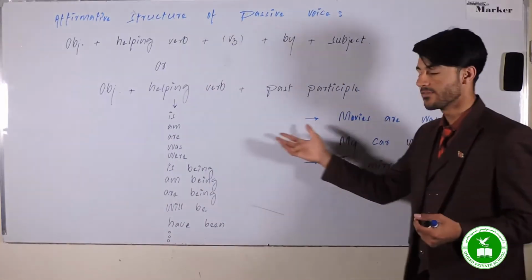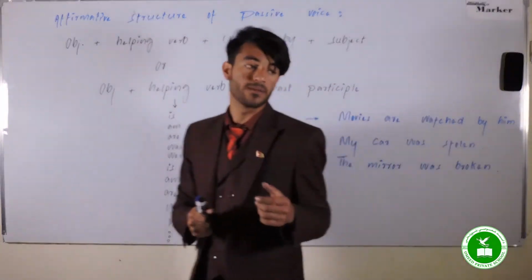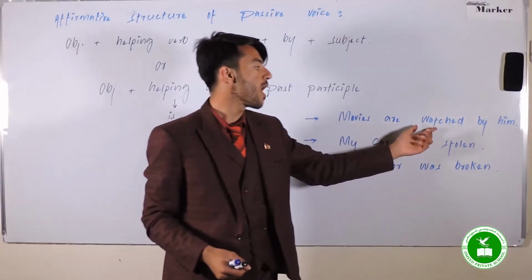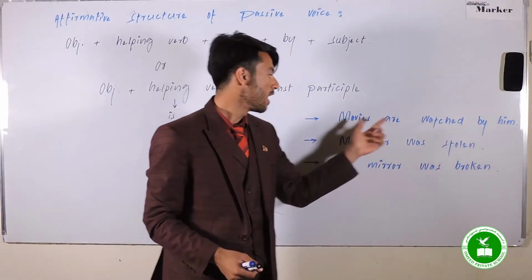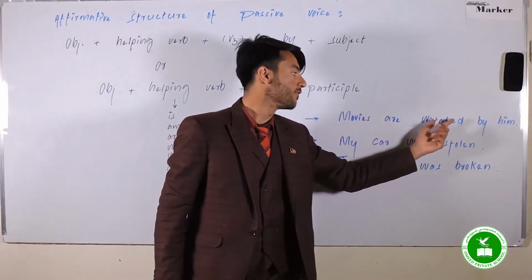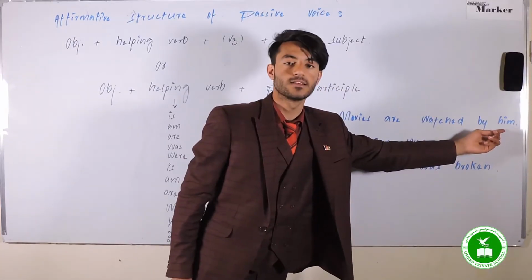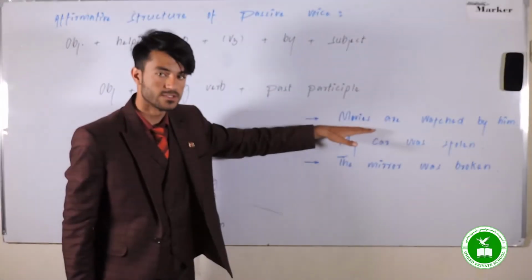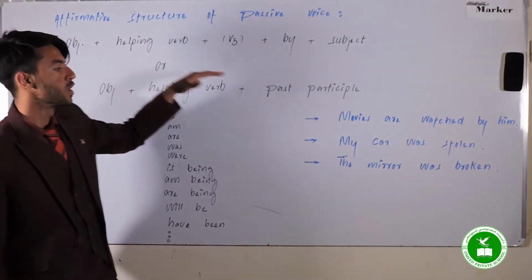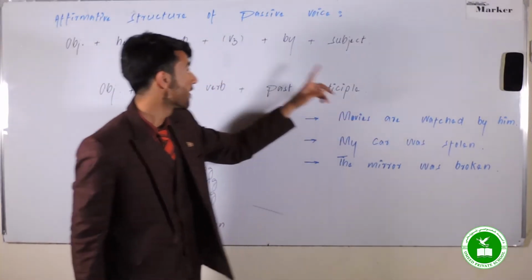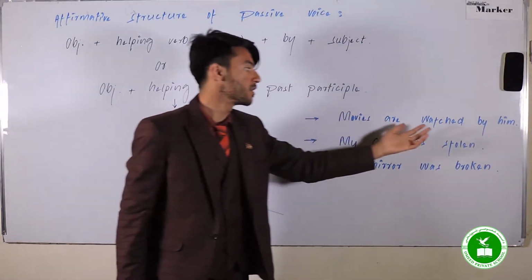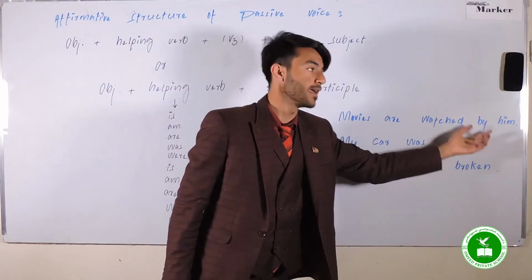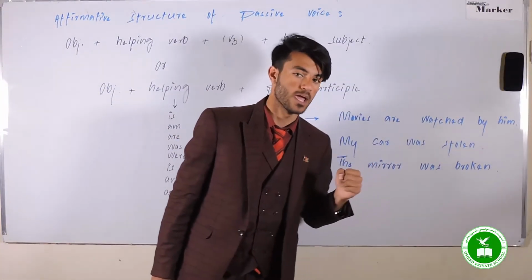Let's just have a look at some of the examples here. Number one, which is for the first structure, which has a subject with it. Movies are watched by him. Okay, object, helping verb, verb 3, by phrase, and subject. As we mentioned, look, object. What's the object here? Movies. After that, we have the helping verb. What's the helping verb? Are. After that, we have verb 3. What's the verb 3 here? Watched. After that, by phrase. Where's the by phrase? Here it is. And the subject, him. Okay?